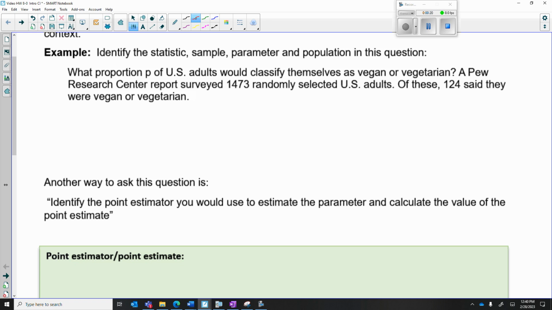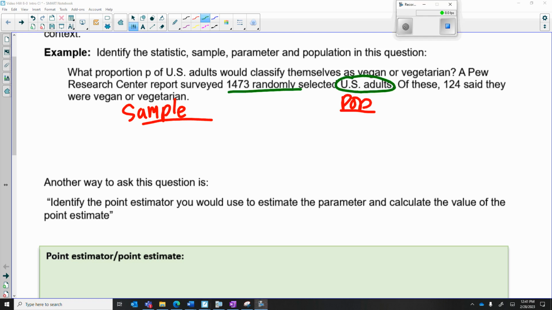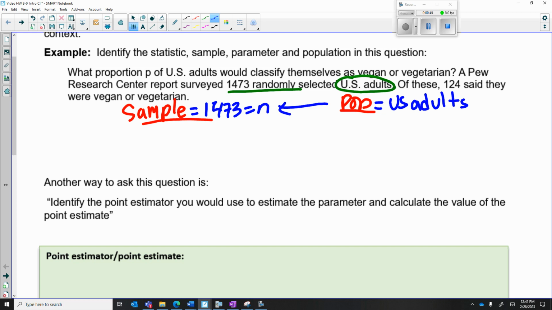So I want you to read this question, underline the key information, and identify which one is the sample, which one is the population, and what are the statistics and what are the parameters. So do this. So I'm hoping that you said that the sample was 1473 randomly selected people and the population was US adults. So we select the sample from the population, and hopefully it's a random sample, which it says here. Now, out of those in the sample, 124 of them said that they were vegans or vegetarian.